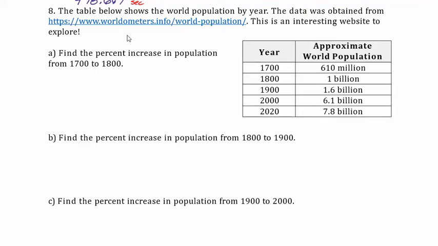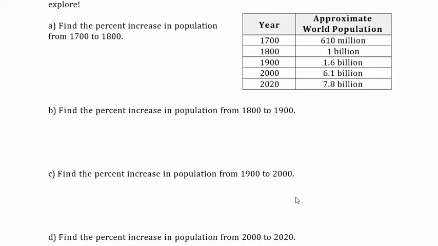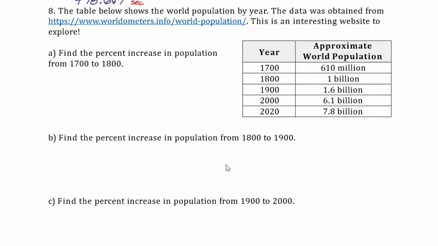So what we're going to do is find the percent increase in population from 1700 to 1800, then 1800 to 1900, 1900 to 2000, 2000 to 2020, and just take a look at how these populations are increasing as a percent. So remember, percent increase, let's recall the formula for percent increase.